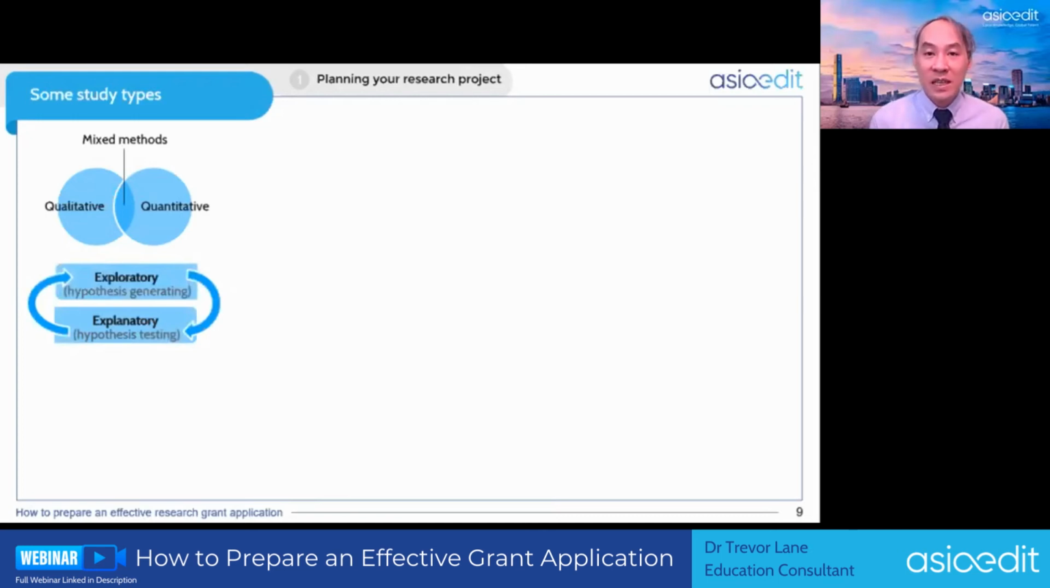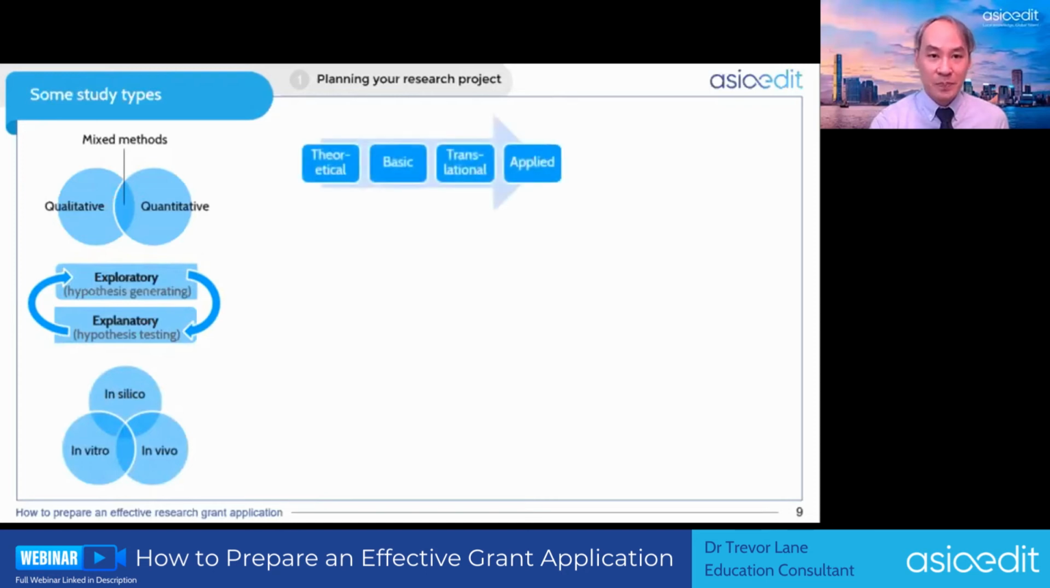For hypothesis testing studies using statistics, those are explanatory studies. But you might be doing an exploratory, and it could be exploratory qualitative, and that's hypothesis generating. So you won't have a hypothesis to test at the beginning. In silico means computer theoretical modeling studies. In vitro is in the lab, and in vivo is in animals or humans.